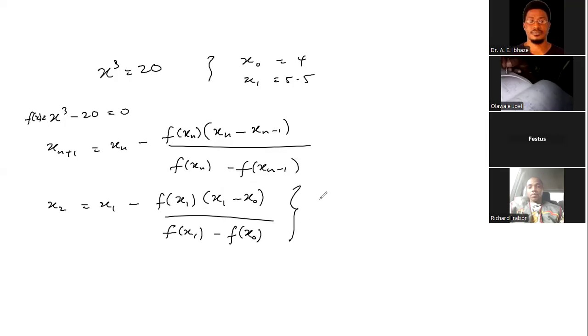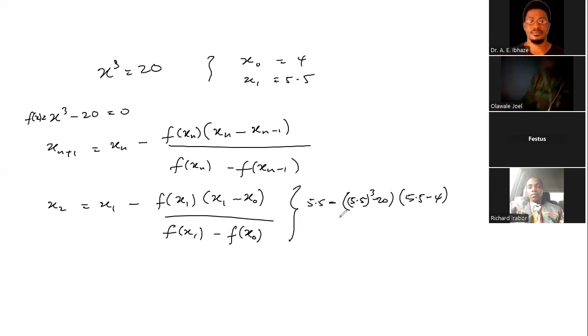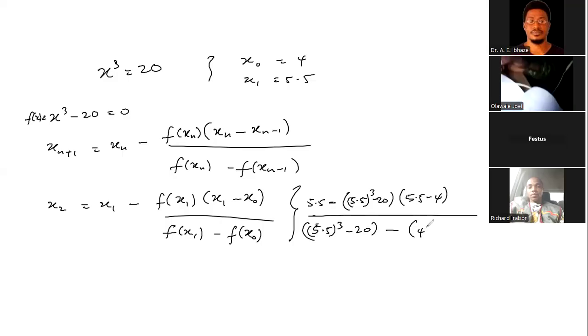So this means that x1 is 5.5, 5.5 minus f of x1. We plug in this equation, x cubed minus 20. So that will be 5.5 cubed minus 20 times 5.5 minus 4, then we divide through by f of x1 again, so that will be 5.5 cubed minus 20 minus f of x0. When we plug in 4 into the same equation, that will be 4 cubed minus 20. So here x2 will be 3.353. We just want to perform 2 iterations, right?